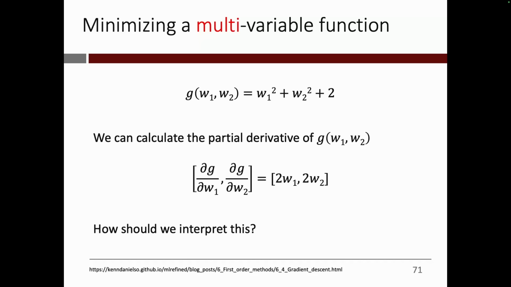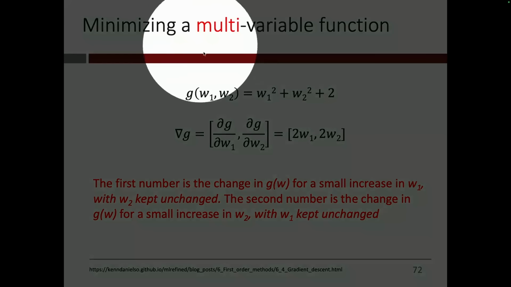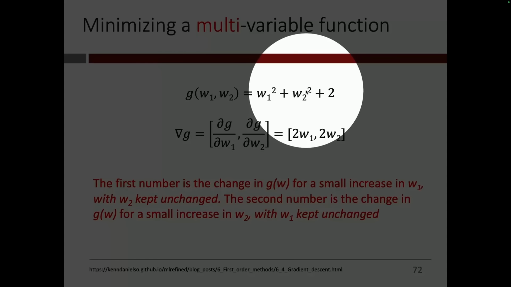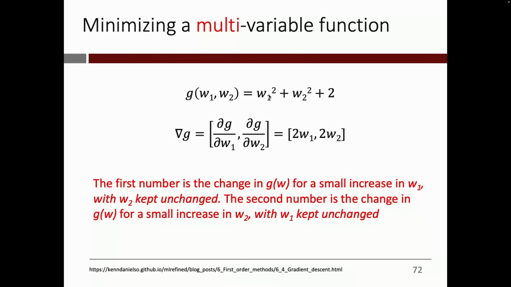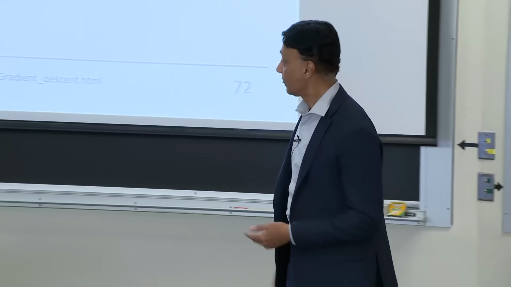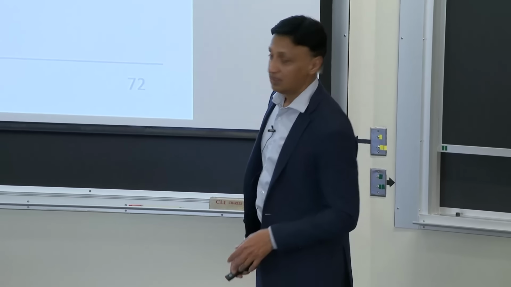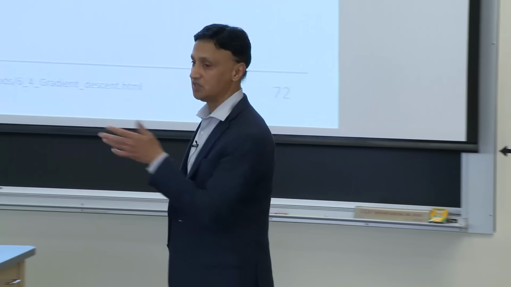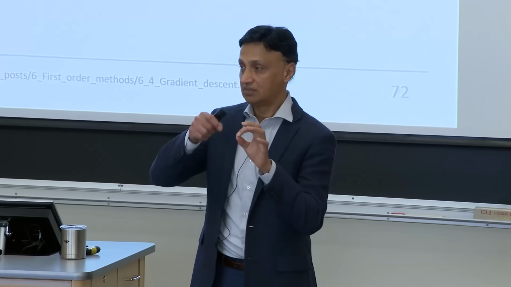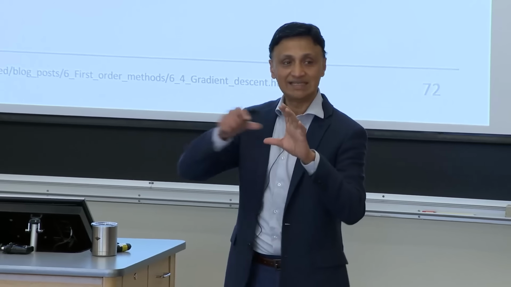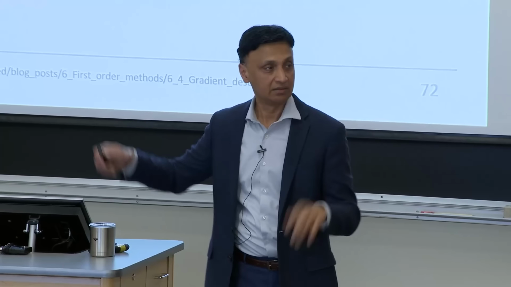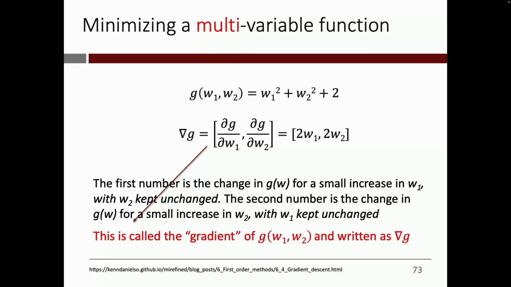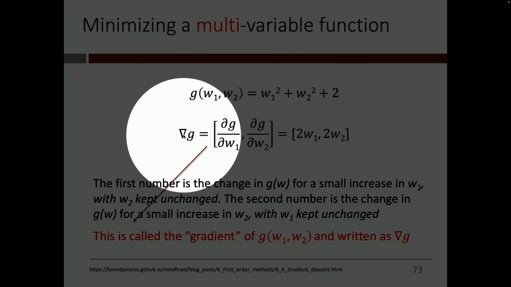So how should we interpret this? The same way as before. For a small change in W1, keeping W2 and everything else fixed, how does the function change? And similarly for W2 and all the way to W175 billion. It's the same thing. So when you have functions with many variables, since we have a derivative for each of those W's, we stack them up into a vector of derivatives, and this vector is called the gradient. And it's denoted using this symbol. Anyone know what the symbol is called?